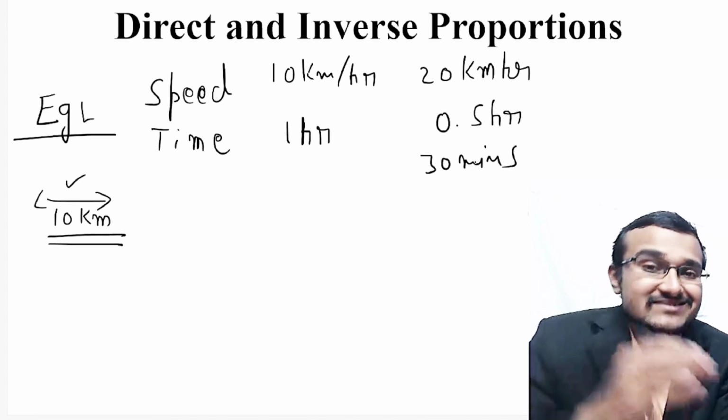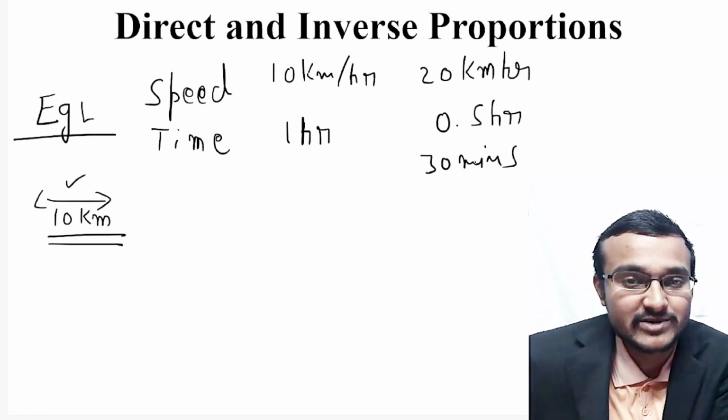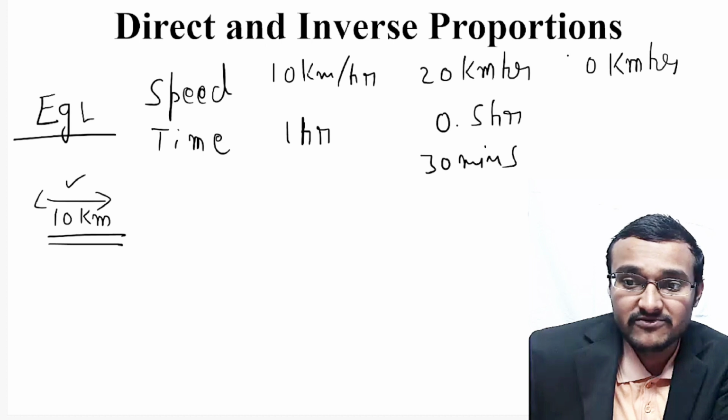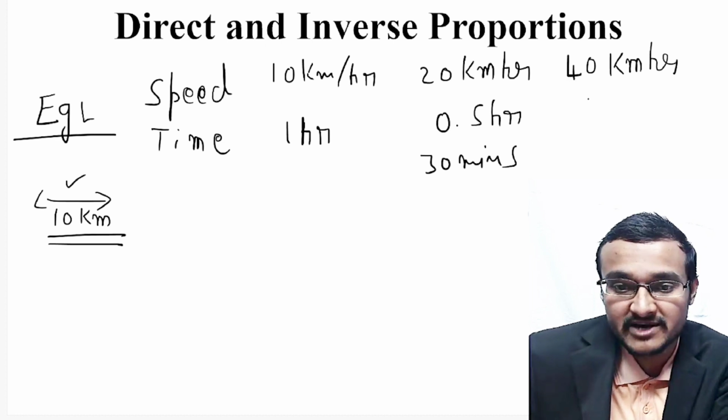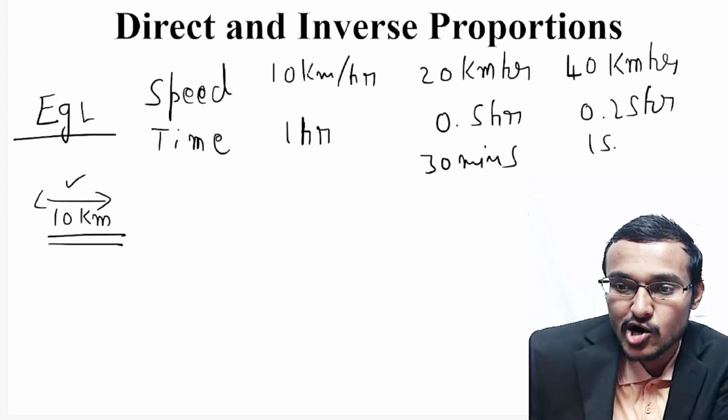So when the speed is increased, the time taken to cover the same 10 kilometer distance goes on reducing. Now if the speed is increased to 40 kilometers per hour, then the time taken will be 0.25 hour or 15 minutes.